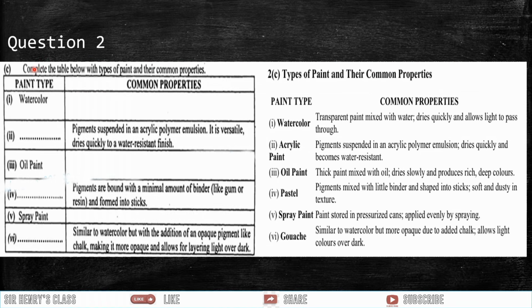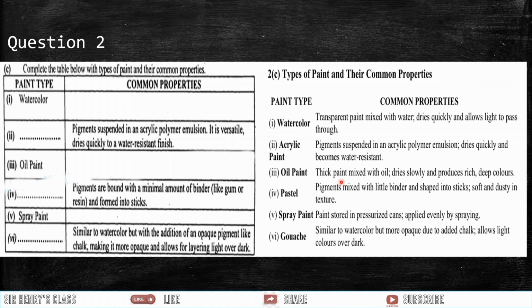So 2C, there's a table that you'll be asked to complete with the types of paint and their properties. So a watercolor, its properties is that transparent paint mixed with water dries quickly and allows light to pass through. Pigment suspended in an acrylic polymer emulsion, and this is an acrylic paint.